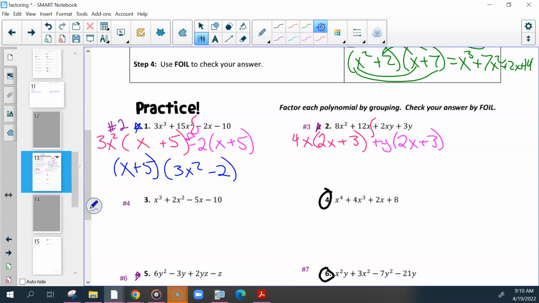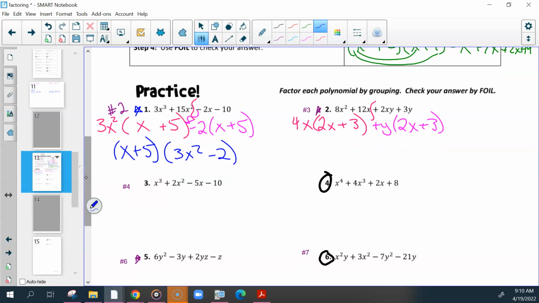Wait, but you said that it didn't work there. Right, that's why I said you can assume what it should be, but don't actually assume it, like actually still divide it to make sure it works. What happens if it doesn't work? Something's wrong, because the inside should be the same. What would our 2 factors be? 4x plus y and 2x plus 3.